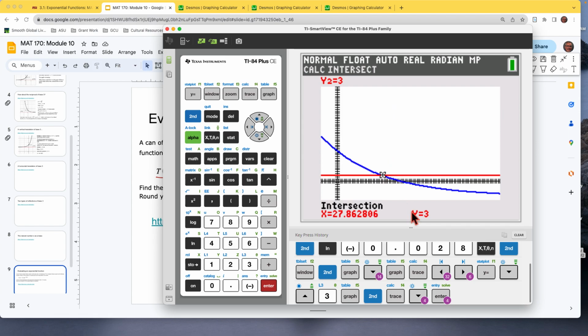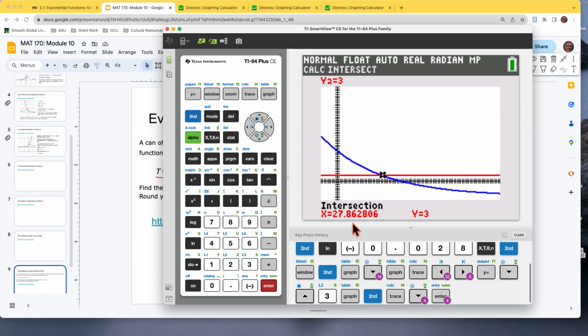So if I had 3 different graphs in here and I wanted to find the intersection between 2 of them, I have to be sure I'm choosing the right 2. But if you've only got 2 graphs, you just go intersect, enter, enter, enter, 3 times, and you'll get your intersection. So it's going to take me 27.86 minutes, almost 28 minutes, and it'll be down to the temperature I'm ready to drink it at.